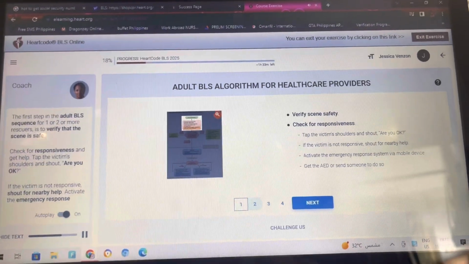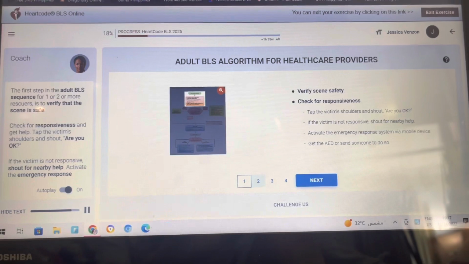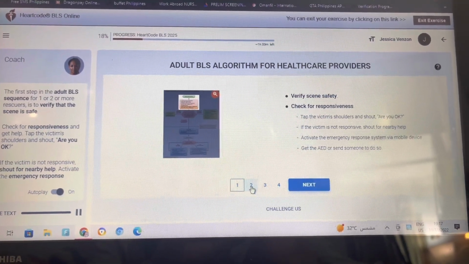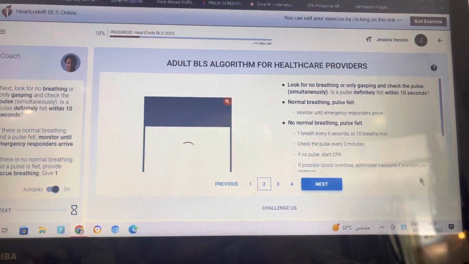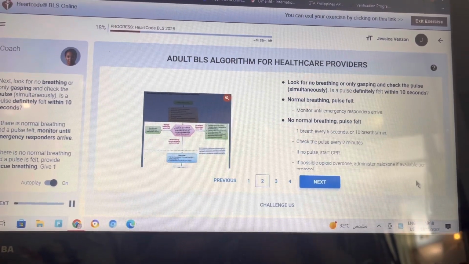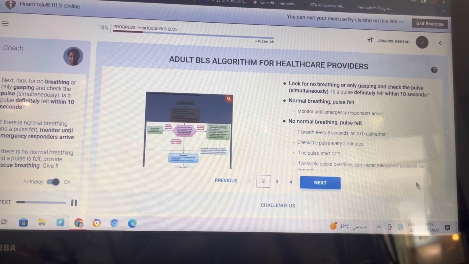Activate the emergency response system. If you are alone, get the AED defibrillator. If someone else is available, send that person to get it. Next, look for no breathing or only gasping and check the pulse simultaneously. Is a pulse definitely felt within 10 seconds?